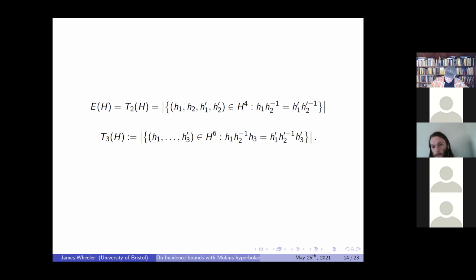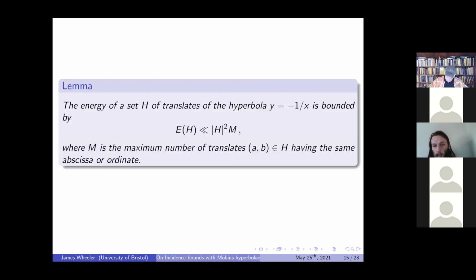Having got what I mean by the energy of these hyperbola, we'll look now at the 2 energy bounds. We'll consider the T2 energy first, because that is the simpler one. This gives us our nice lemma, that our energy is bounded by the square of the size of the hyperbola and this M, which has to do with when we're considering our hyperbola as corresponding to this AB, their translation. We don't want too many of them in one line effectively. If they're all in a single line, we can get problems.